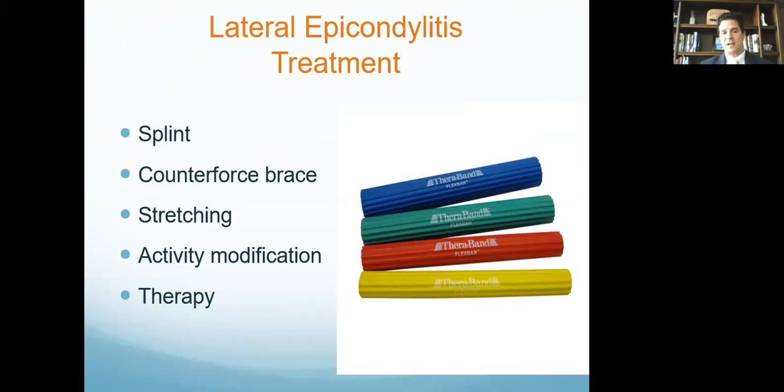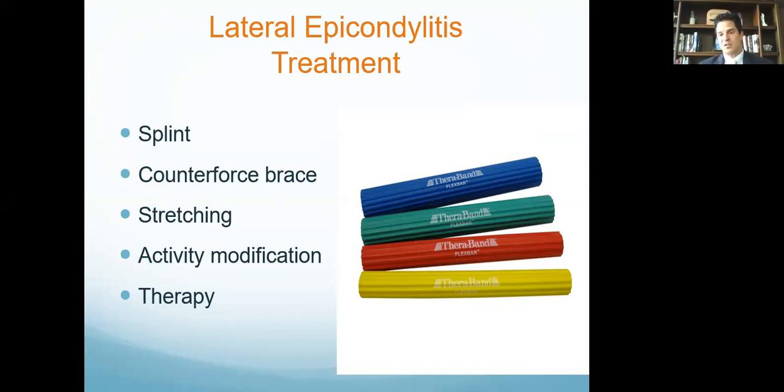So splinting, I'll get to that in a second. There's these counterforce braces, which look to put a little pressure on the forearm to take away the pressure from the elbow where those tendons insert. I'm not a huge fan of those, but I think there's some role for that. Activity modification: the first thing I tell folks when we talk about the treatment for this is avoid lifting with the palm down, because lifting with the palm down is going to make it worse.